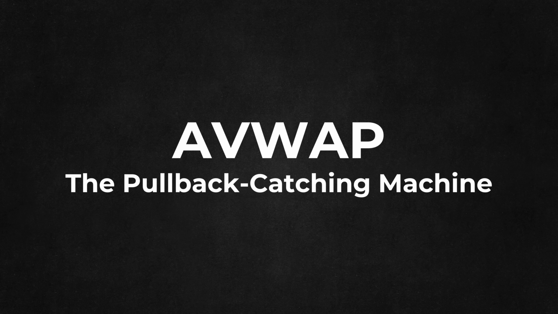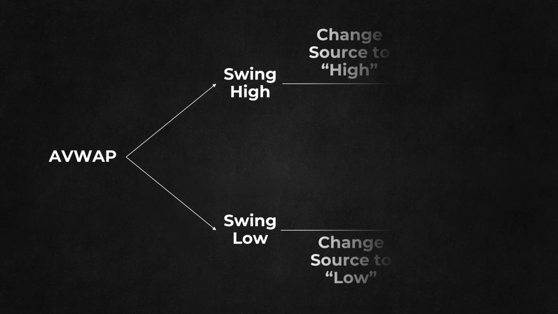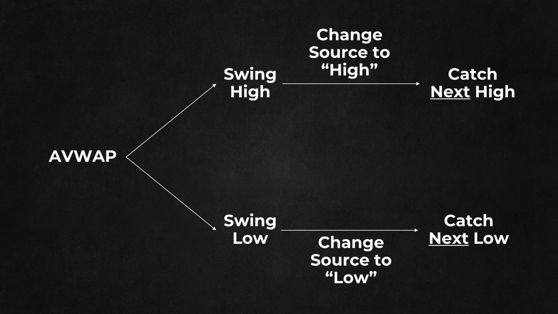In today's video, I'm going to show you one of the best ways of determining where the next pullback will end in a very simple way. We are going to use a trading model based on the Anchored VWAP, but we're going to make a modification on its anchoring approach. The trading model consists in anchoring the VWAP in swing points to catch the next pullback, but changing the source of calculation depending on the type of swing point.